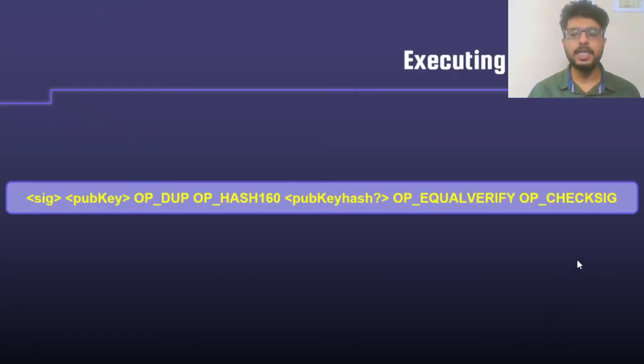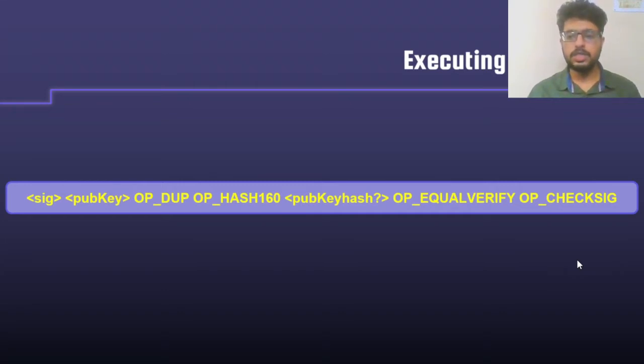Now, let us see how the script exactly gets executed and validates the transaction. The first two instructions in the script are just data instructions. These are the signature and the public key used to generate that signature. These were specified by the recipient in the script sig component, or the input script.